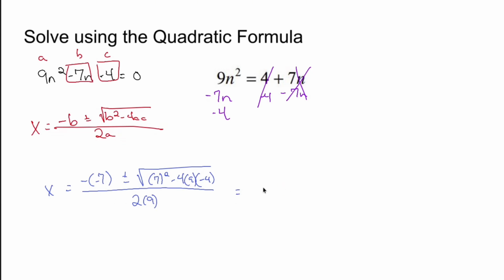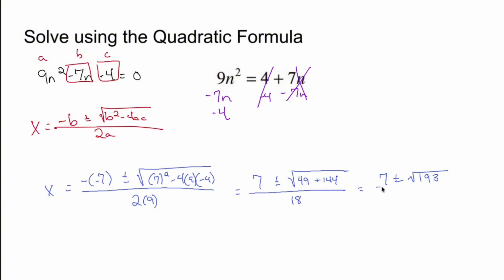Now it's just going to be a terrible, gross-looking PEMDAS problem. Negative 7 is positive 7, plus or minus the square root of 7 squared, which is 49. We've got negative 4 times 9 is negative 36, and negative 36 times negative 4 is 144. And that's going to be all over 18. 7 plus or minus the square root of 49 plus 144, which is 193.